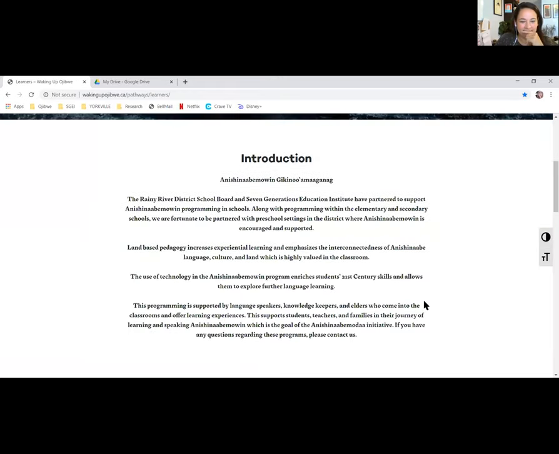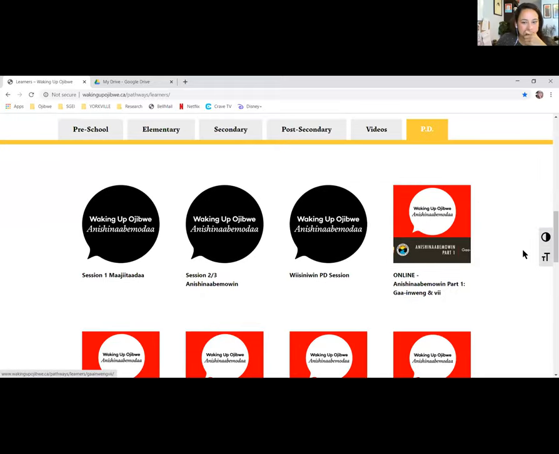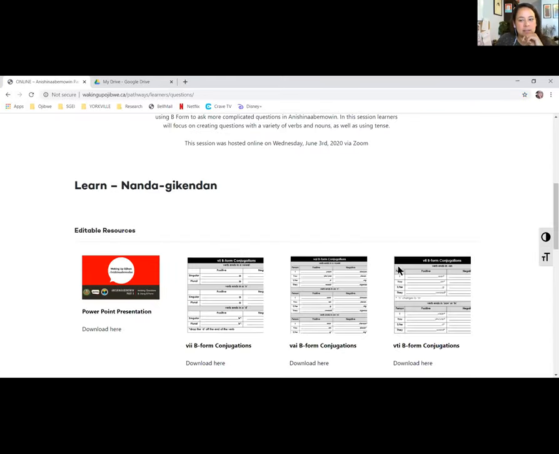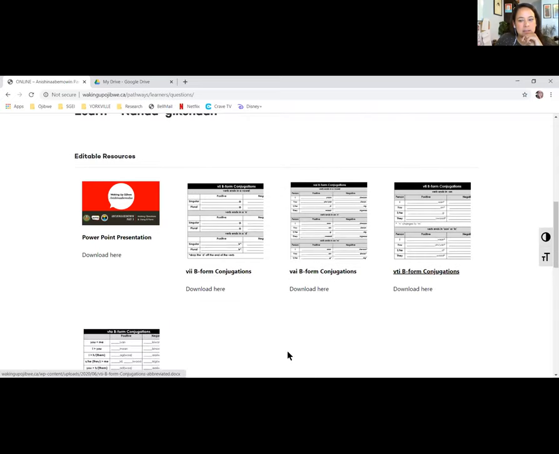So, if you're wanting to review everything from today, it is online. Under learners, under PD, we have our conjugations. I am going to be making the conjugation pieces. I just ran out of time to get it done before our session today. But I am going to be making those for the B form conjugations as well, so that you have them and you can print them if you've been using those.